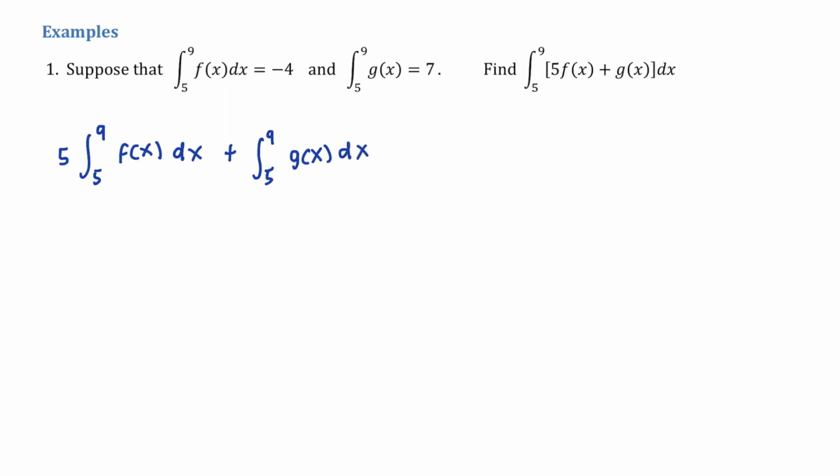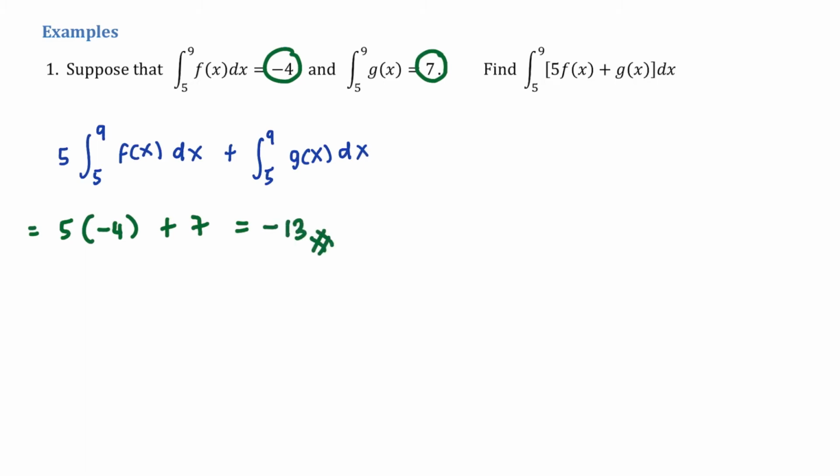Now you are already given the integral from 5 to 9 of f(x) and the integral from 5 to 9 of g(x). So what you have to do next is simply substitute. For the f(x) function, you get negative 4. For the g(x) function, you get 7. So it is equivalent to 5 multiplied by negative 4, plus 7. Simple as that. This is only algebra, and then you simplify: negative 20 plus 7, which gives you negative 13. So that is your answer.